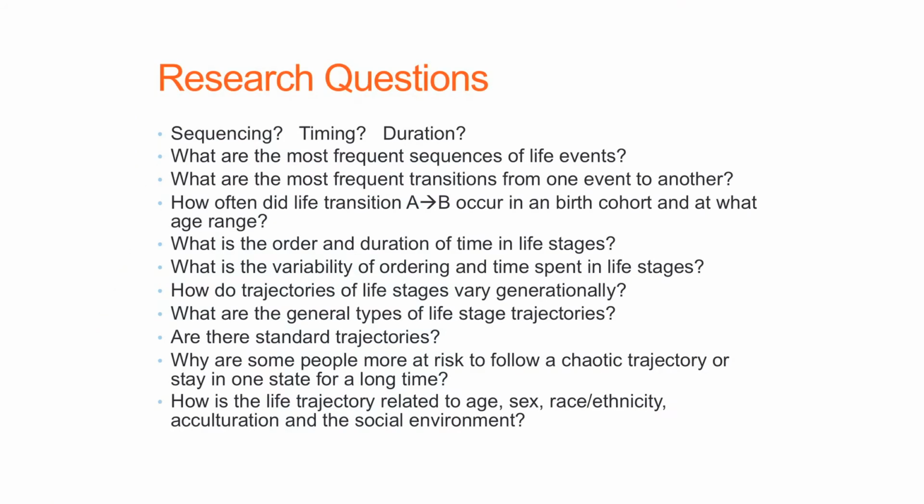How do trajectories of life stages vary generationally in a population? We can use this method for some pretty detailed questions and drill down into a longitudinal data set. So we can ask, what are some general types of life stage trajectories? We can ask if there are standard trajectories of a certain kind or of a certain phenomenon, a set of behaviors. We can ask, why are some people more at risk to follow a chaotic trajectory or to stay in one state for a long period of time? And we can ask, how is the life trajectory related to age, sex, race, ethnicity, acculturation, and the social environment?